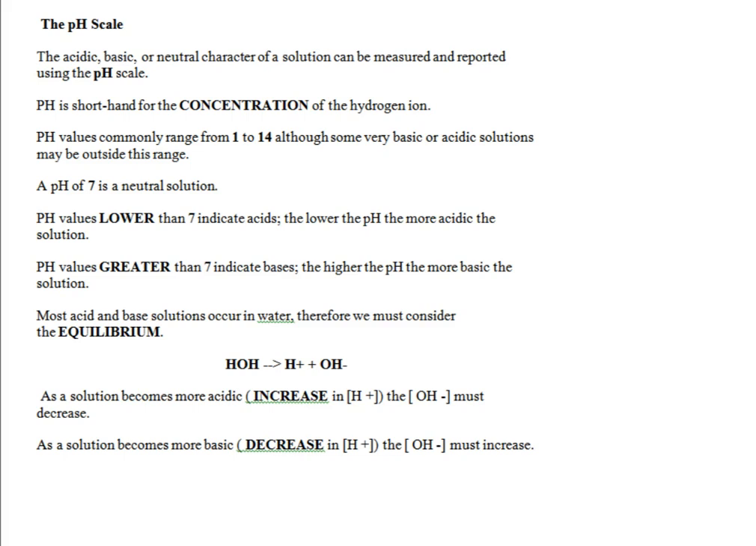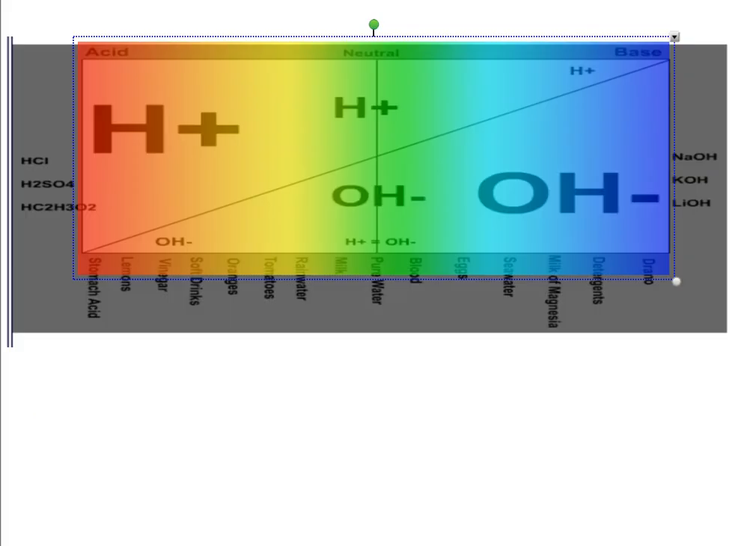Now, most acid and base solutions occur in water, therefore we must consider that equilibrium. As the solution becomes more acidic, the H plus increases, the OH must decrease, and then vice versa. Okay, we've gone over this actually in chapter 4 before, and this chapter, and it's in the book. Now, there's this cute little picture that I would like you to put into your notes if you're a note taker. Now, what this is showing you, it's kind of hard to see everything, I guess.